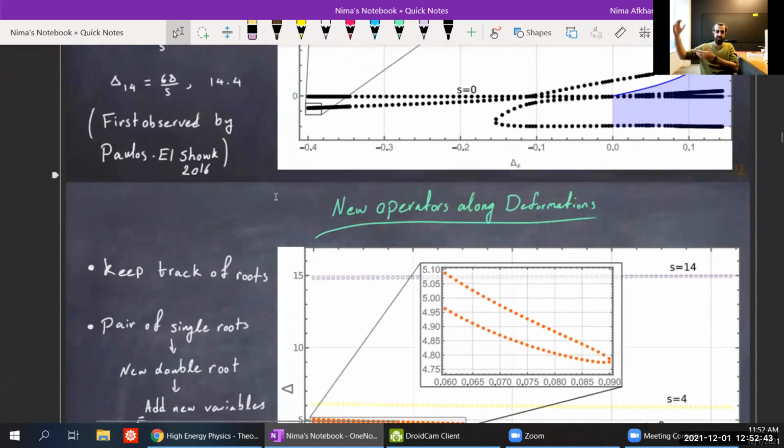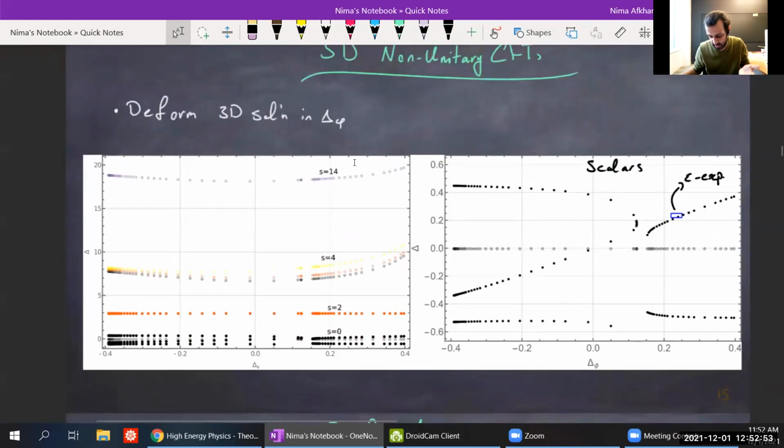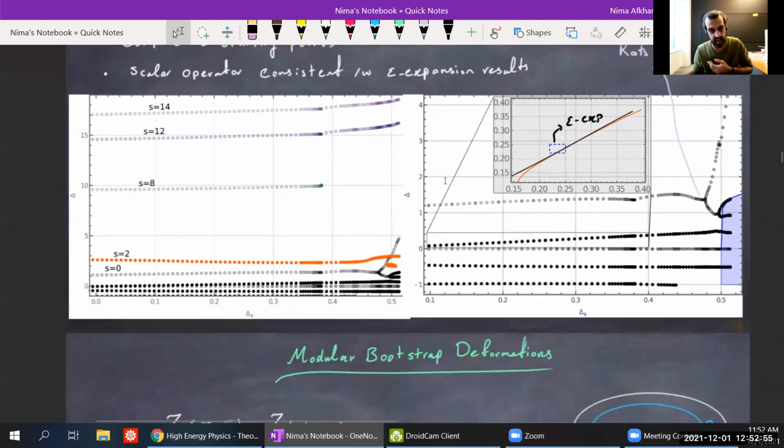Yes, but I did it two ways. I also did it in 3D. I started directly in 3D. I used the 3D Ising extremal functional, and I deformed that also. And I find that both of these initial starting points end up with a route that goes through this point that is predicted by the epsilon expansion. That's what I was saying.